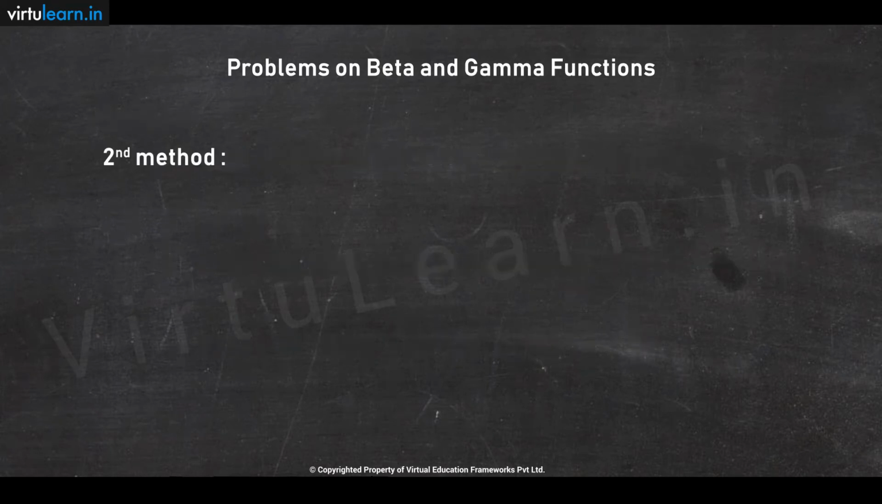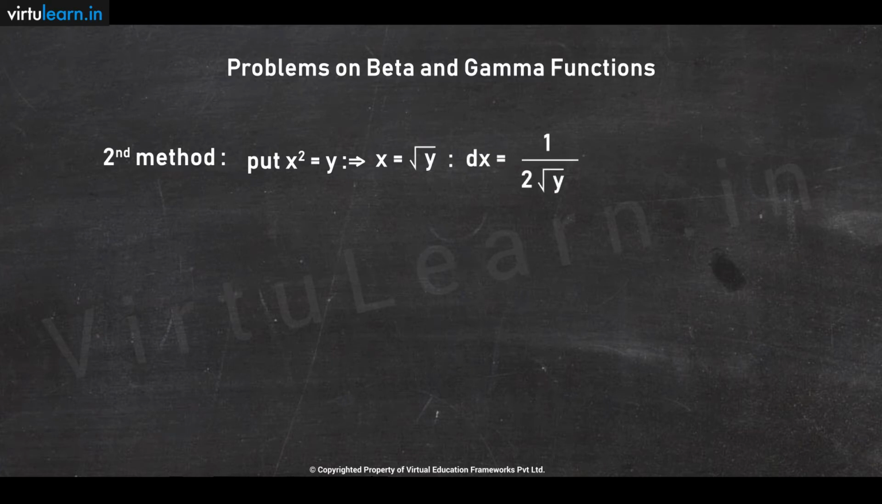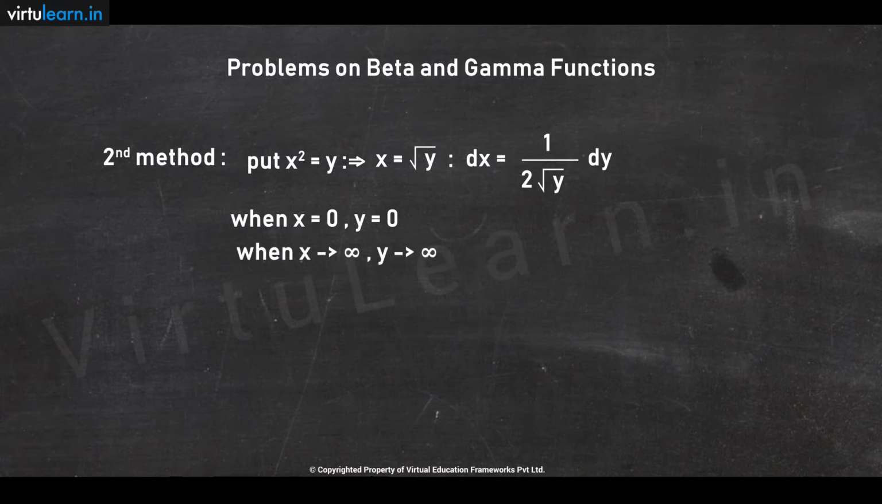Second method. Alternatively, we can take x square equal to y. So taking x square equal to y, x is equal to root y, or dx is equal to 1 by 2 root y dy. What are the limits? When x is equal to 0, y is equal to 0. When x tends to infinity, y tends to infinity.